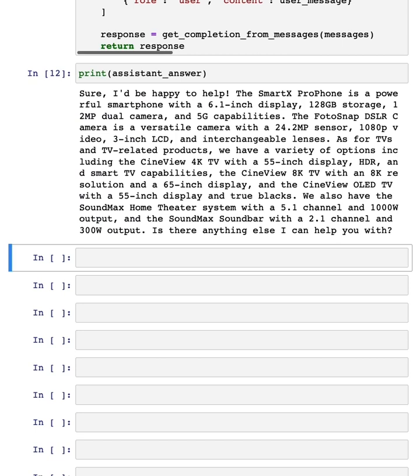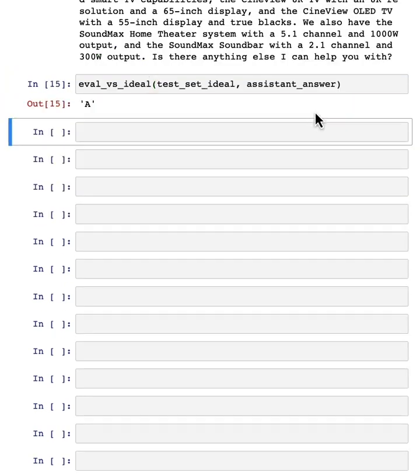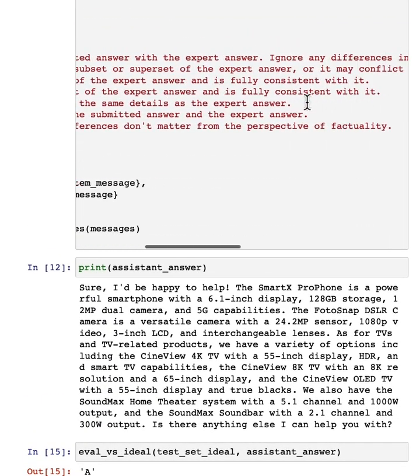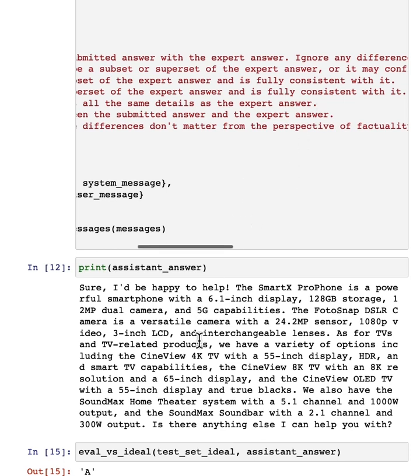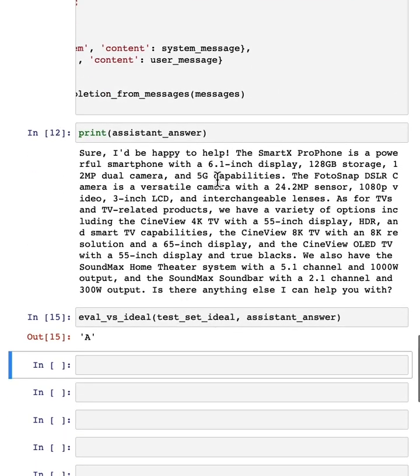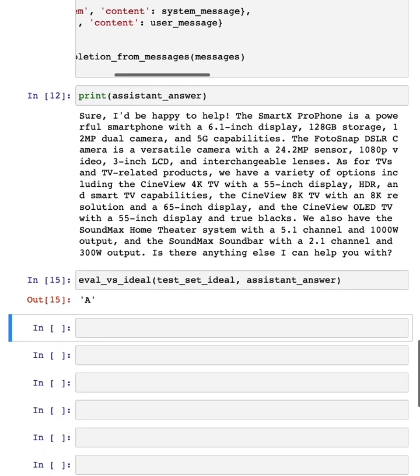So here's the assistant answer that we had just now. I think it's a pretty good answer, but now let's see what it thinks when it compares the assistant answer to the test set ideal. Ooh, looks like it got an A. And so it thinks the submitted answer is a subset of the expert answer and is fully consistent with it. And that sounds right to me. This assistant answer is much shorter than the long expert answer up top, but hopefully it is consistent. Once again, I'm using GPT 3.5 Turbo in this example, but to get a more rigorous evaluation, it might make sense to use GPT-4 in your own application.